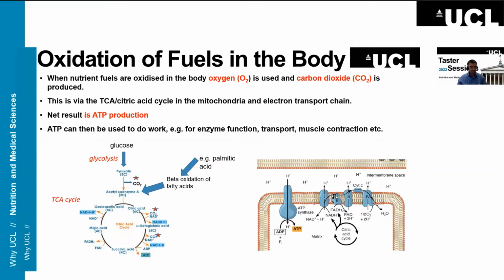Now, we won't go into any of the specifics today. The mechanisms are quite complex. The only thing I want you to recognize is that when you oxidize fuels, glucose and fats, you use oxygen, and then you make water and produce carbon dioxide. So you can relate this back: by working out how much oxygen you consume and how much carbon dioxide you produce, you can relate that back to nutrient metabolism and energy expenditure.